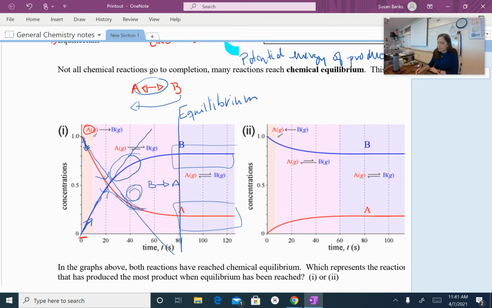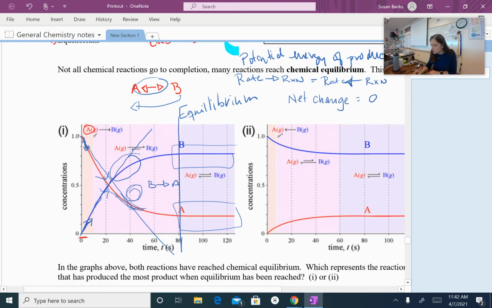So equilibrium is where we have the rate of the forward reaction being equal to the rate of the reverse reaction. So when the rates of both of those reactions are the same, that means our net change, or our overall change, is 0. But it's dynamic, remember? We do have dynamic because individual molecules are still participating in that reaction.